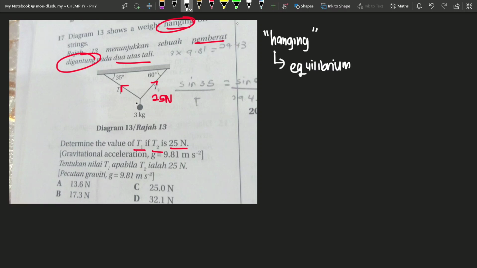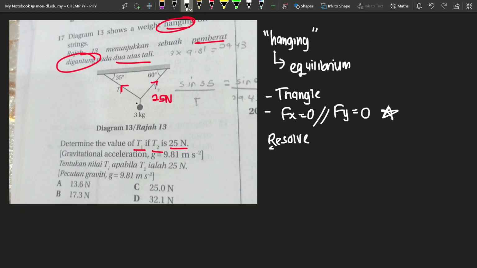So whether you guys can solve it using triangle of force, or you guys want to use Fx equal to 0 or Fy equal to 0. To be faster, let us use Fx or Fy equal to 0. So to use this concept, you guys must resolve every single force. You guys kena leraikan semua daya yang terlibat. So let us resolve all the forces involved.